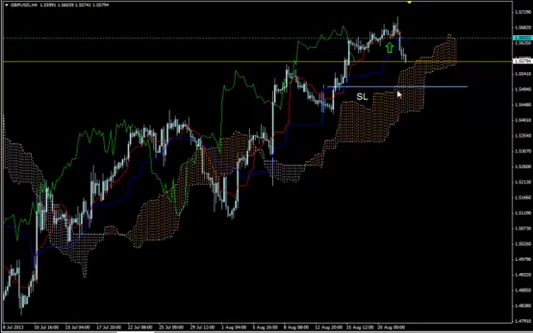Now, do you see something below the price right here? Yes, it's Kumo, and Kumo represents the equilibrium zone. In other words, Kumo represents support for an uptrend and resistance for a downtrend.